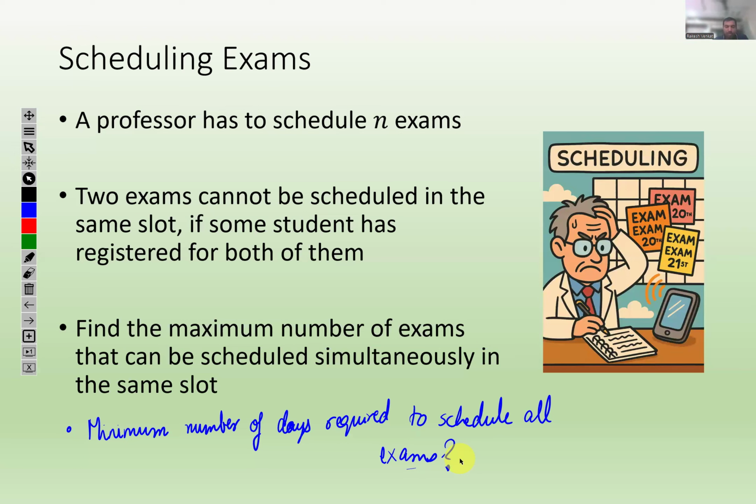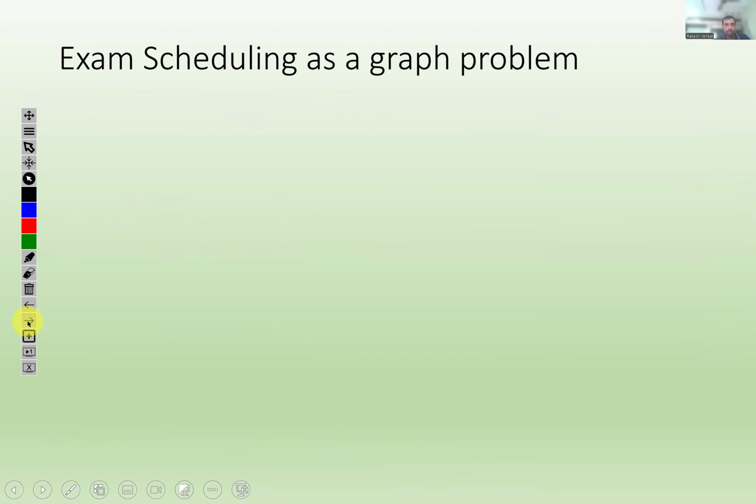So what's the minimum number of days required to schedule all the exams? Again, I claim that this is slightly different from the maximum independent set problem that you have seen. Why? Let's try to model this first and see how, but it's quite closely related. So we build a graph where vertices... I'll call this graph G the conflict graph. The vertices V represent the exams that are to be scheduled.